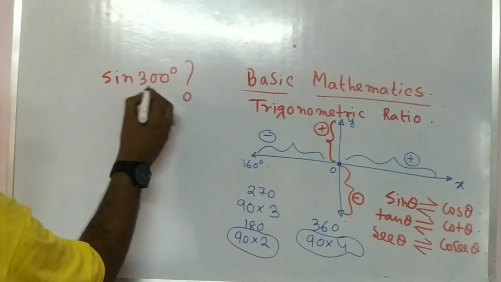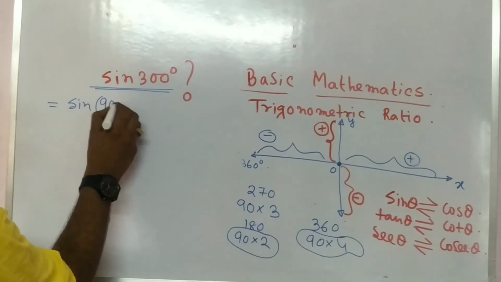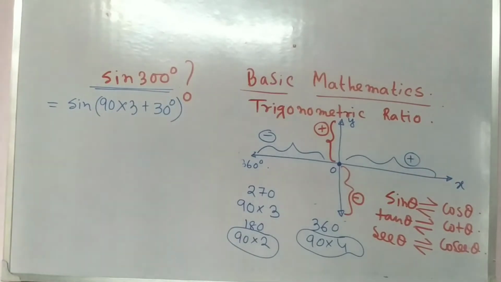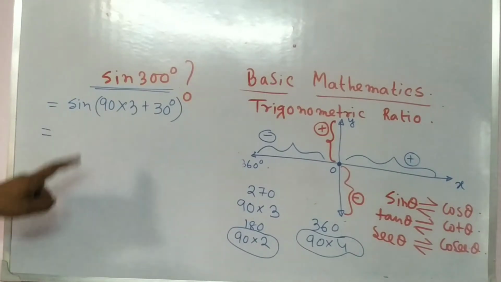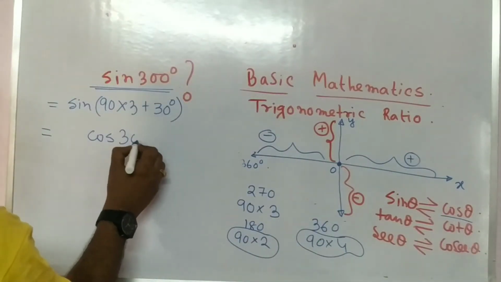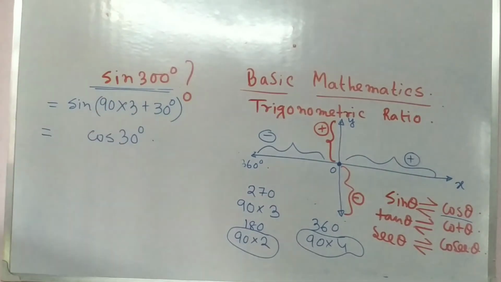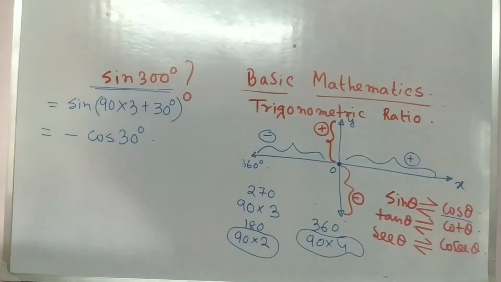Now we can write this angle in this form: sine of 90 into 3 plus 30 degree. Here you see 3 is the odd multiple of 90. Okay, so this trigonometric ratio will change to its complementary, that is cos theta. So here cos 30 degree. Okay, and 300 degree lies in the fourth quadrant. Okay, in fourth quadrant sin theta is negative, so here you just put the negative sign.